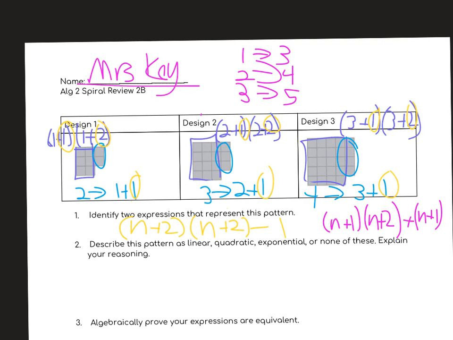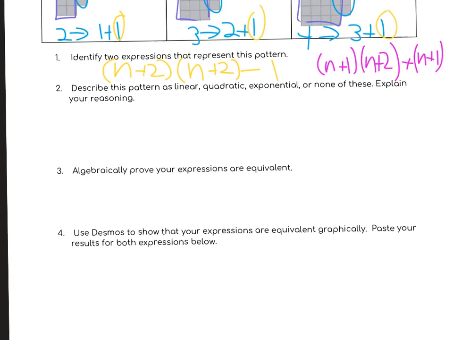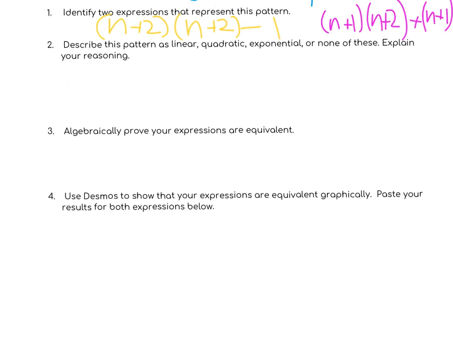Describe the pattern as linear, quadratic, exponential, or none of these. I actually think I'm going to do that after I do 3. So in part 3, I have to multiply that out. So I got to double distribute that n plus 2. So that's going to be n squared plus 2n plus 2n plus 4.